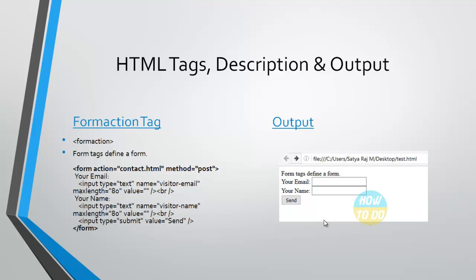Form action tag. Form action tag defines a form wherein you will be able to create your text along with the names or email IDs or something like that. So this is the syntax for the same, and this is the output. Form tags define a form. Your email ID can be mentioned in a specific data set, and you can write your name as well, and you have a submit button as well which is mentioned as send. So this is called the form action tag. So this you can use it.